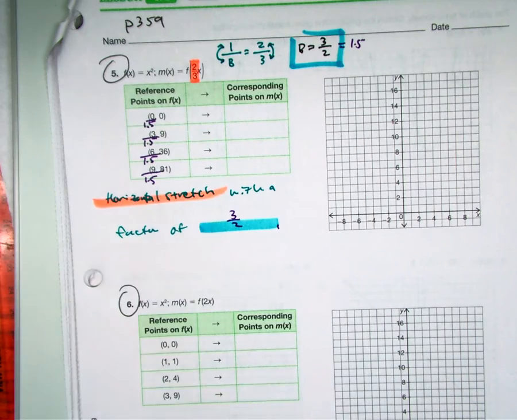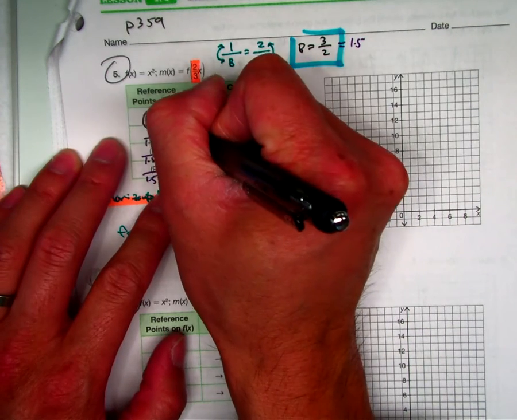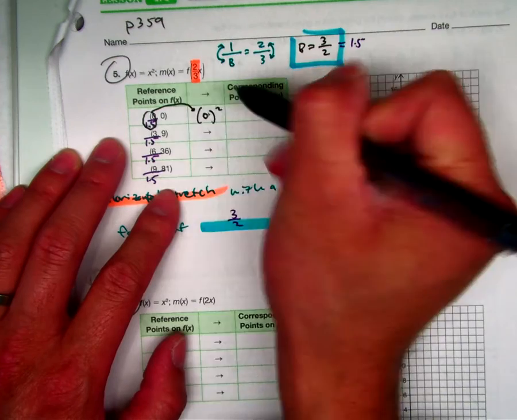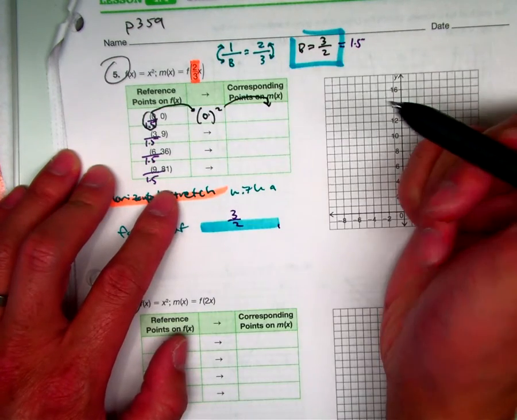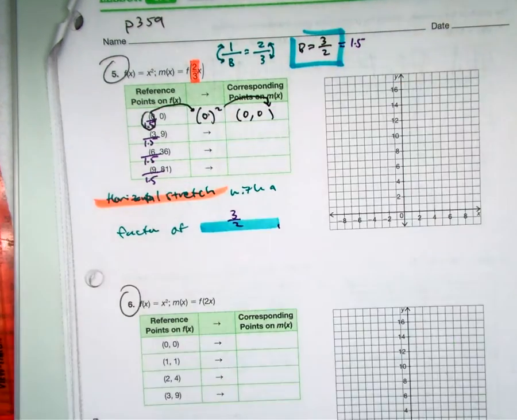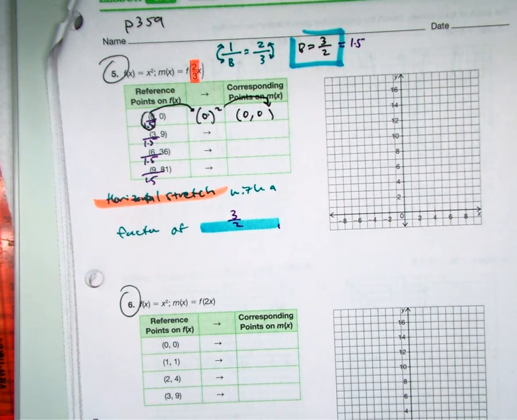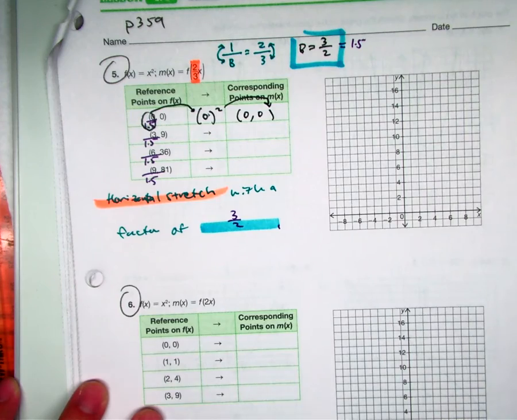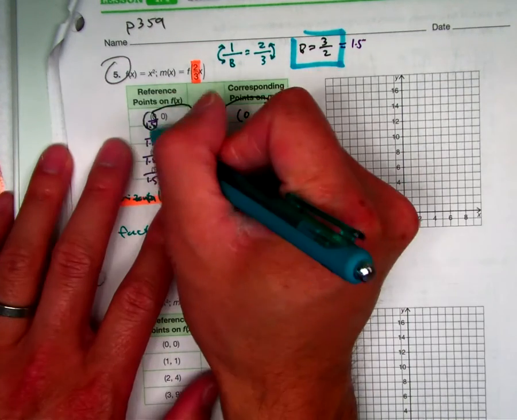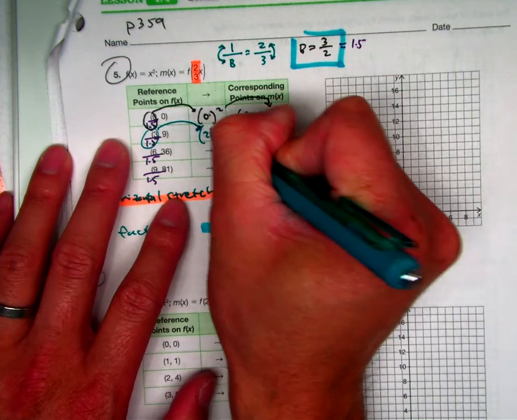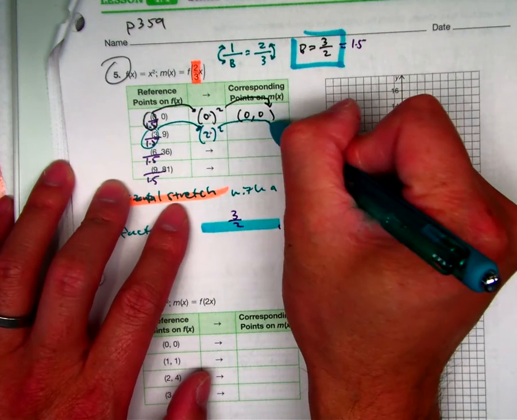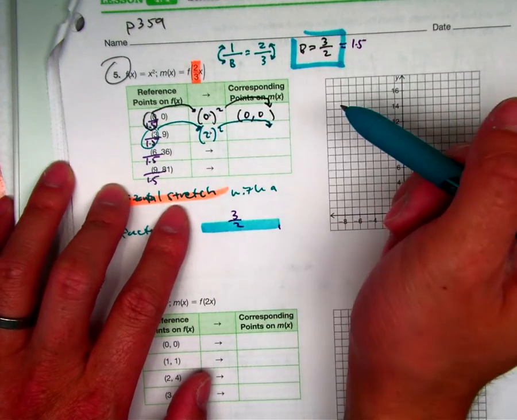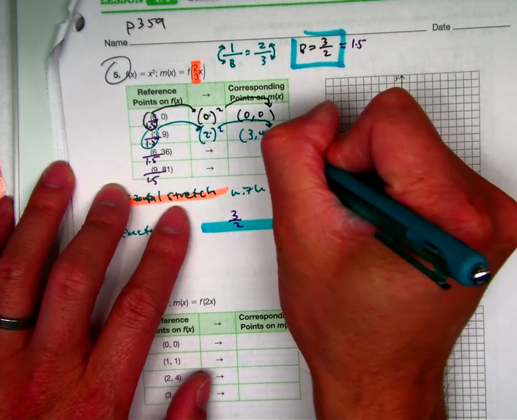Jeremiah, 0 divided by 1.5? 0. And 0 squared? 0. What's my order pair? 0, 0. Good. Raise your hand if you got that so far. Brian, 3 divided by 1.5? 2. And 2 squared? Brian, what's my order pair? 3/4 is correct.